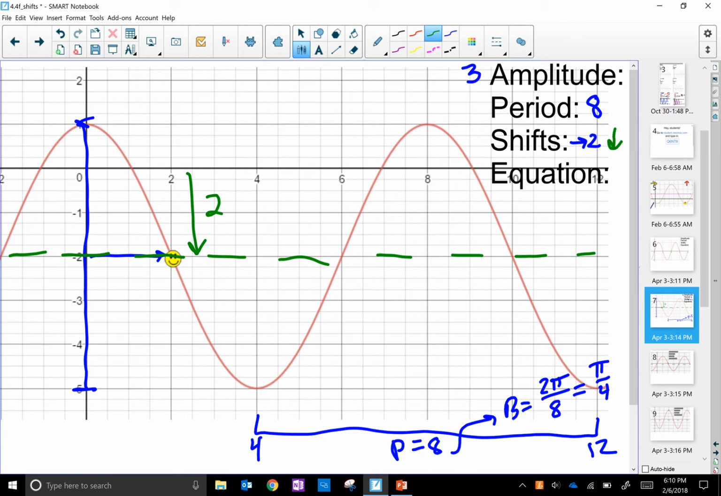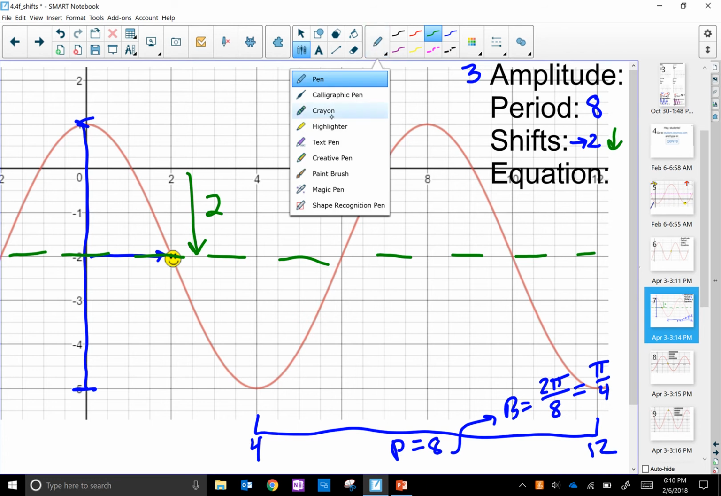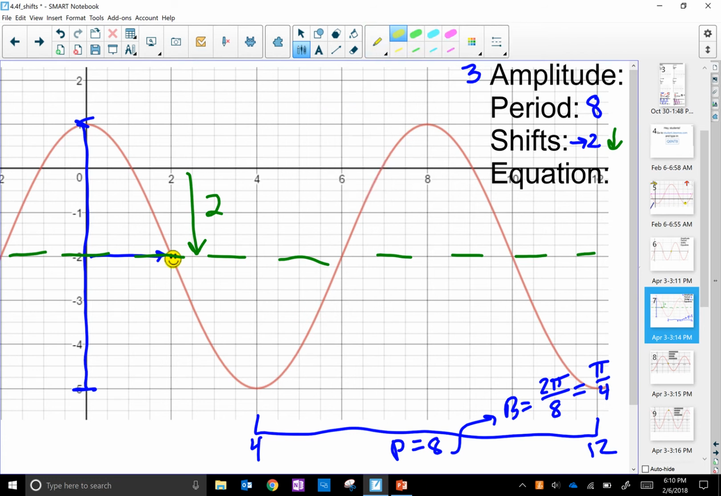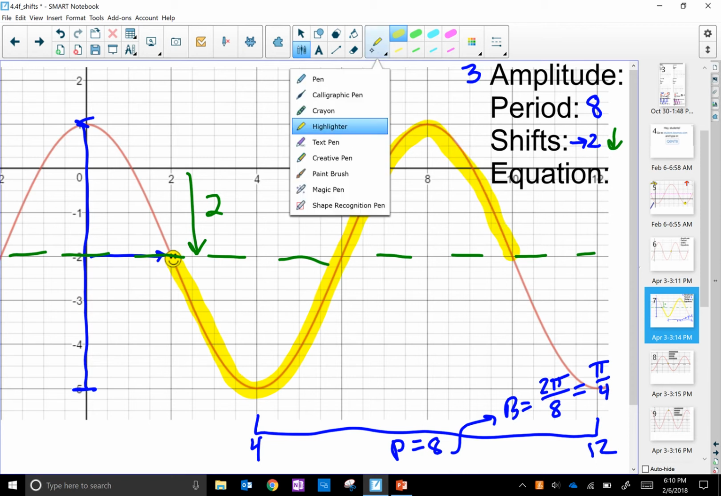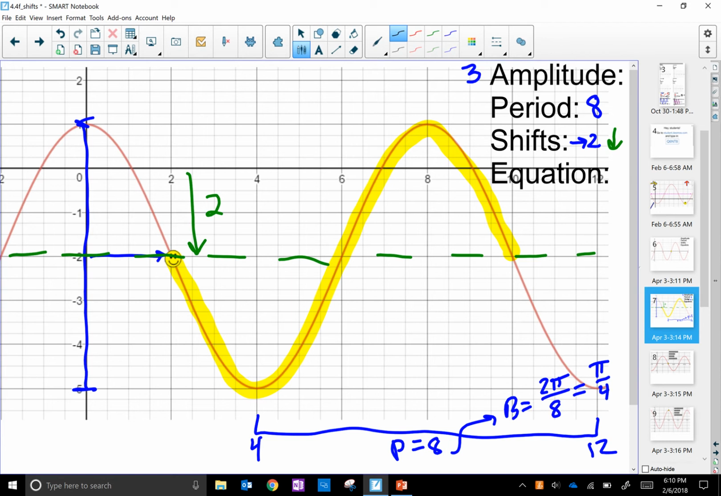So the next thing I need to do is I look at my reference point to start. And if I go forward for my reference point, a complete cycle, I can see that this is a sine graph. However, instead of going up, it's going down, which means my a value is negative.